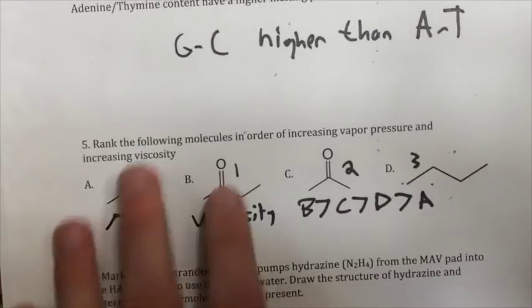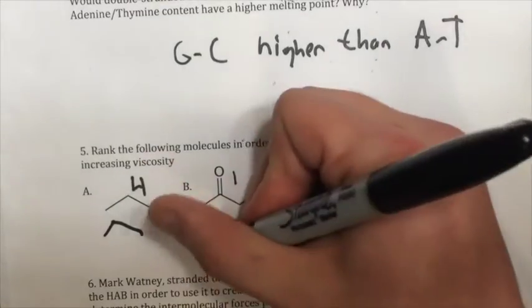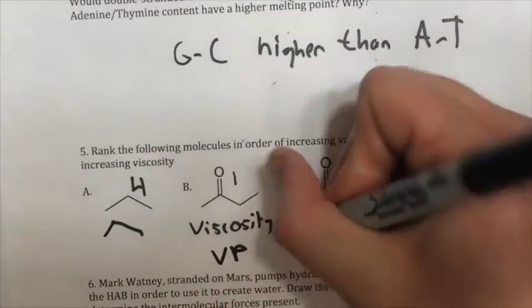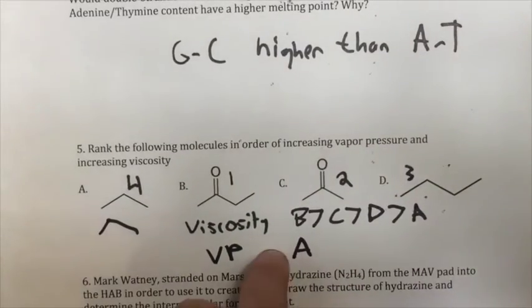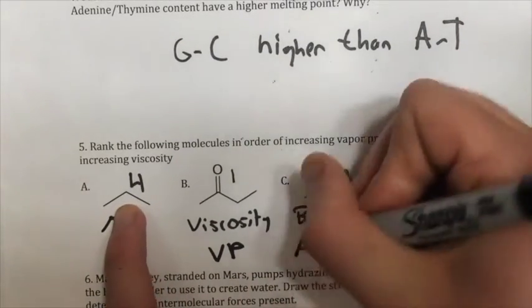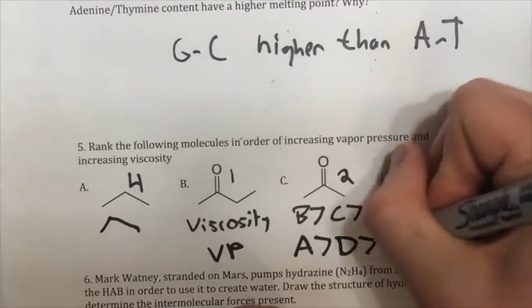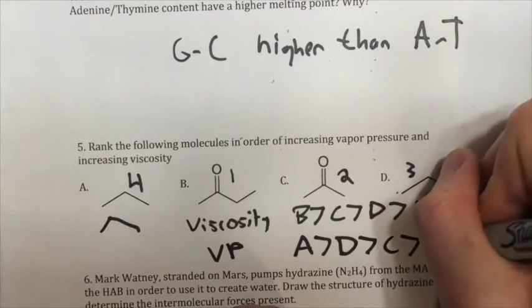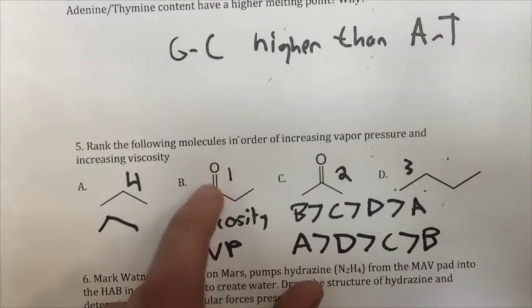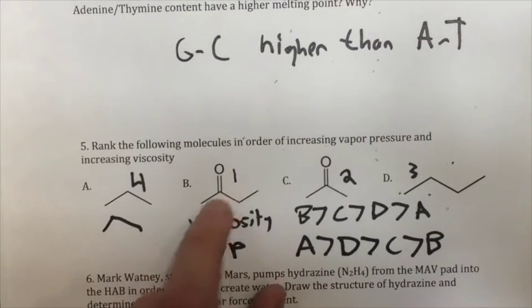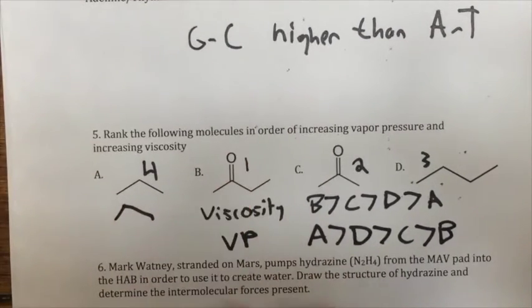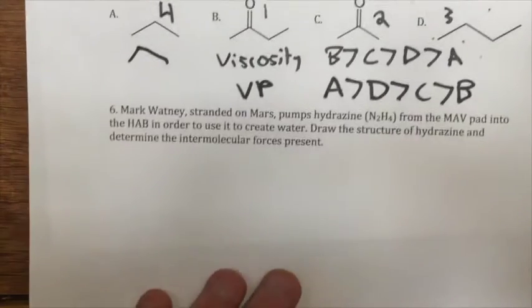Because of that, the trend is opposite. So with the vapor pressure, the one with the greatest vapor pressure will be A, propane, followed by D, followed by C, followed by B. So B, the one with the strongest intermolecular forces, has the lowest vapor pressure. All right? All right, next question, 6.